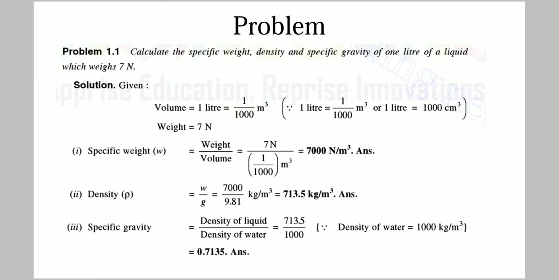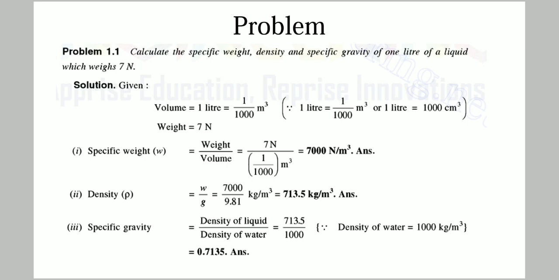So let's see a problem. The problem is to calculate the specific weight, density, and specific gravity of 1 liter of a fluid which weighs 7 Newton. Here they have given us the volume of fluid, which is 1 liter. So 1 liter is 1 by 1000 meter cube. Let's keep it in meters since we'll be using SI units, so let's convert and keep it in meters. The weight is 7 Newton.